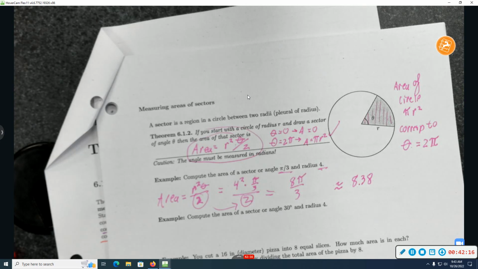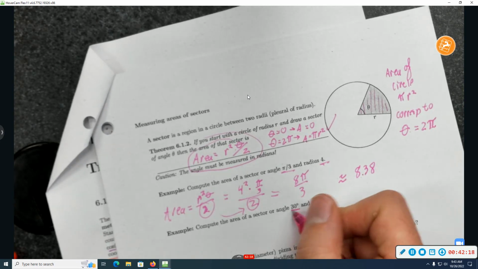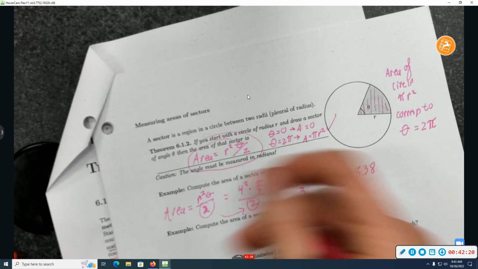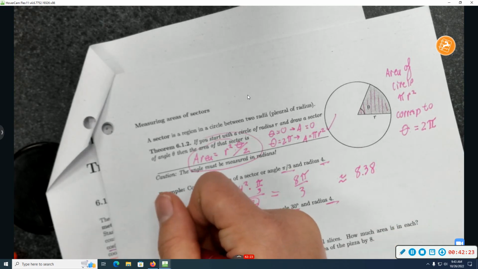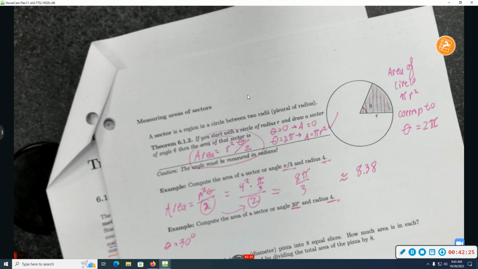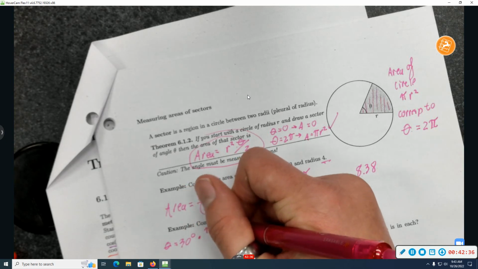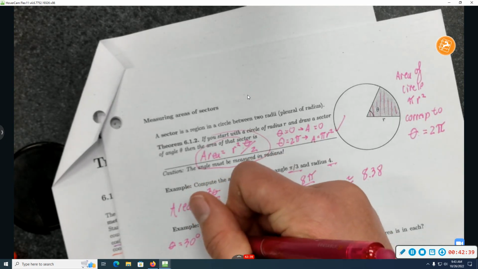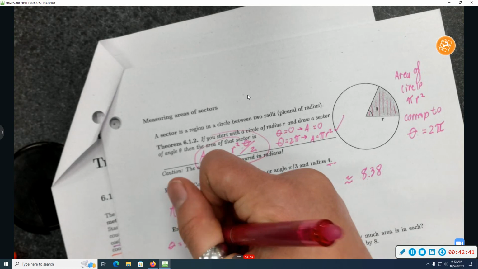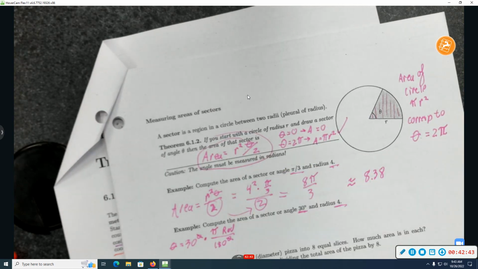Let's compute the area of a sector of angle 30 degrees and radius 4. So first things first, let's convert that 30-degree angle into radians. What do you multiply by to get degrees into radians? Times pi, because it's pi radians divided by 180 degrees. The degrees cancel. So you wind up with 30 divided by 180. Oh, hey, did we get that to be pi over 6 just moments ago?